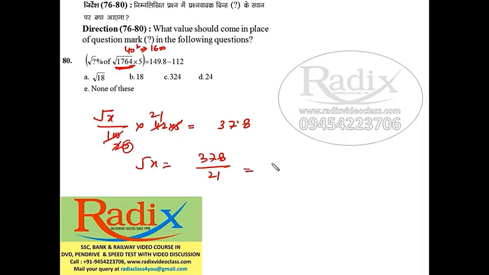So this is... last digit would be 8, and this is 21 into 18. Answer is option B. Sorry, this is 18. We have to calculate x. x is 18 square, which is 324. Answer is option C. Okay, next question.